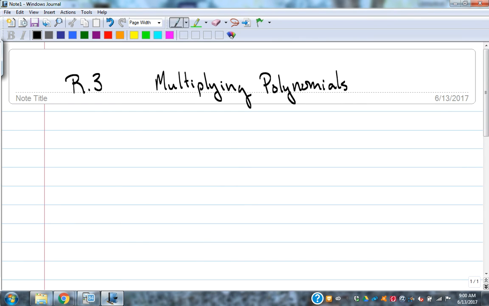We'll return to section R3, and here we are again, another part of it. We'll come back to it again in a couple of weeks and do the last part of section R3. But this one is the one about multiplying polynomials.